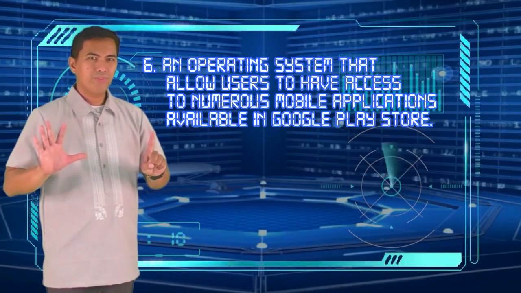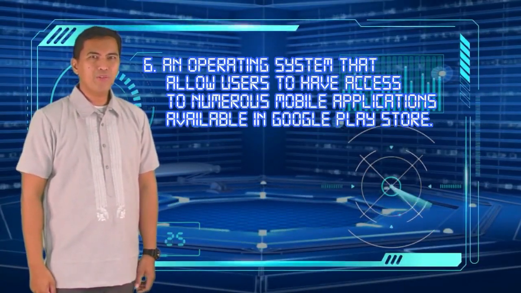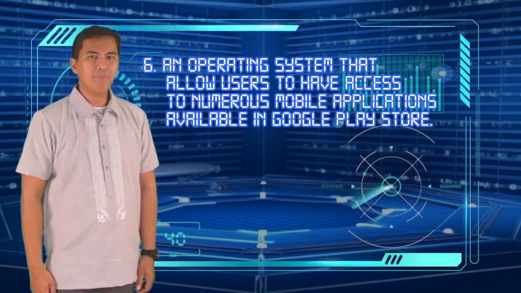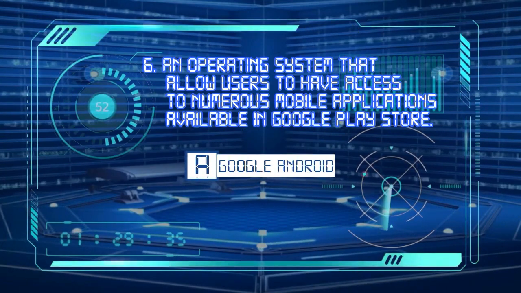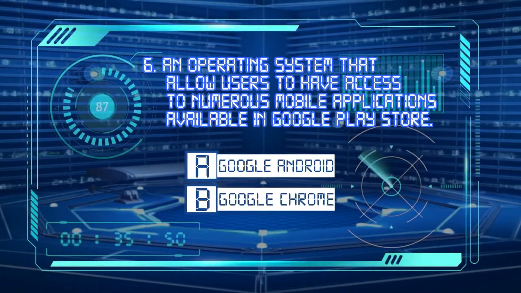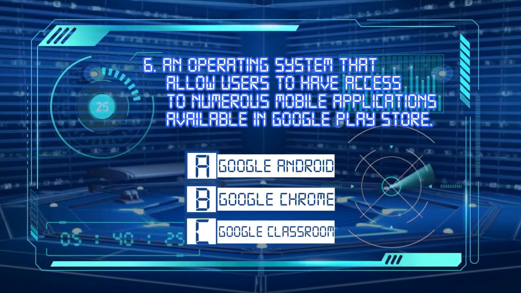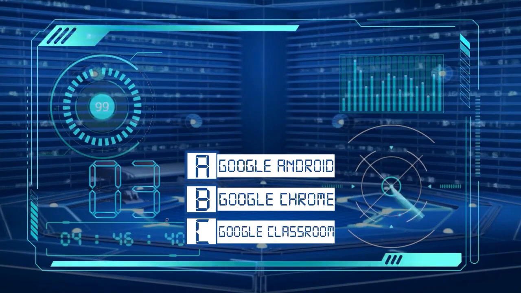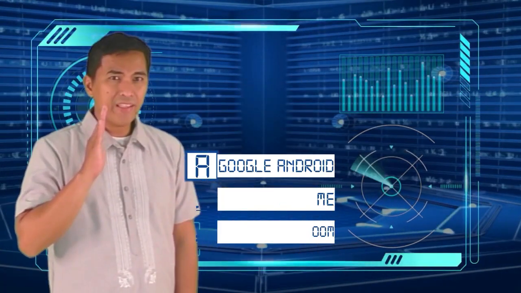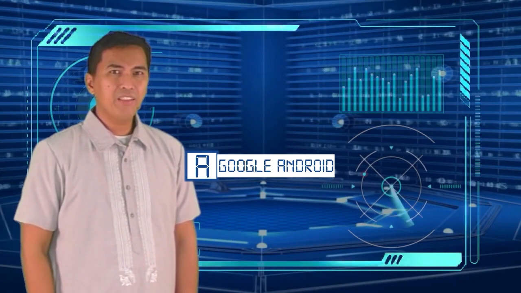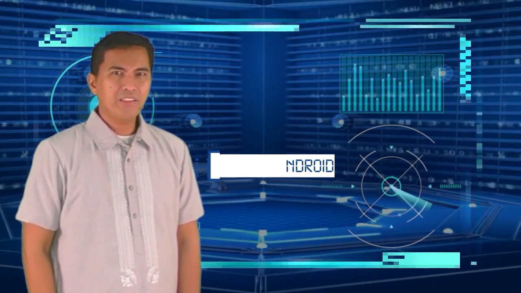Number 6. An operating system that allows users to have access to numerous mobile applications available in Google Play Store. A. Google Android. B. Google Chrome. C. Google Classroom. 5, 4, 3, 2, 1. What is your answer? If you answered letter A, Google Android, then you answered it right again. Google Chrome and Google Classroom are examples of mobile apps, not OS. You are doing great.